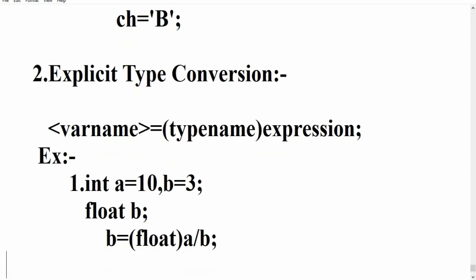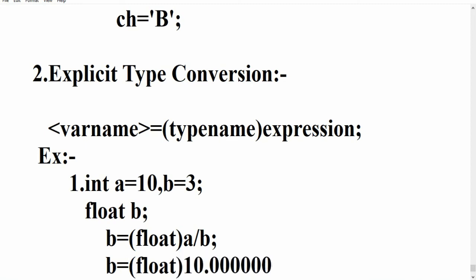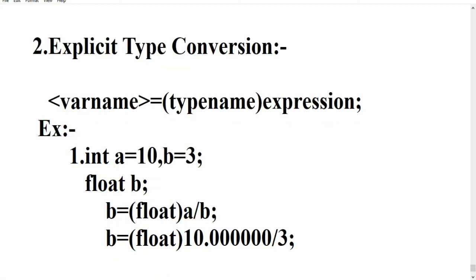What is meant by float of a divided by b? Generally, b equivalent to float of a. What is a here? 10. It becomes 10.00000 divided by b. What is the b value here? We will get the b value as 3.333 like this here. This is the output of this one here.